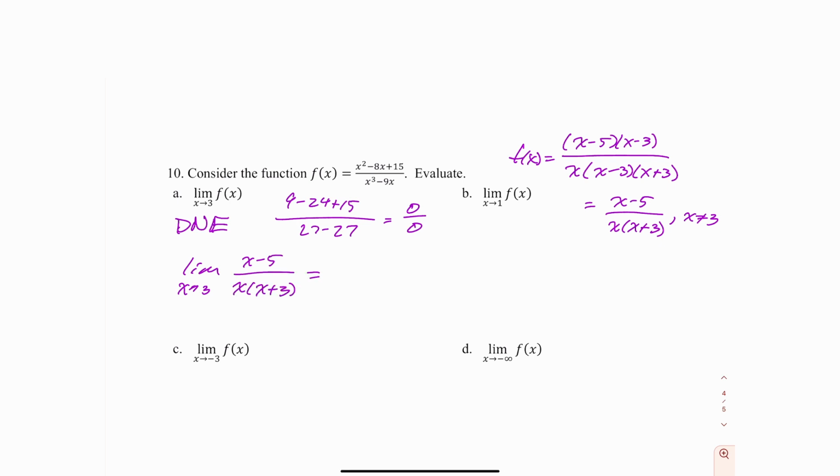So doing these problems on the fly, this is what happens. You get negative 2 over 3 times 6, negative 2 over 18. An answer. Okay, that's good. We can also see, because we factored this, let me change color, the limit as x approaches 1. I'm going to keep using this factored form now, because why not? x plus 3 is going to be negative 4 over 4, which is negative 1. Nice. And then the limit as x approaches negative 3.